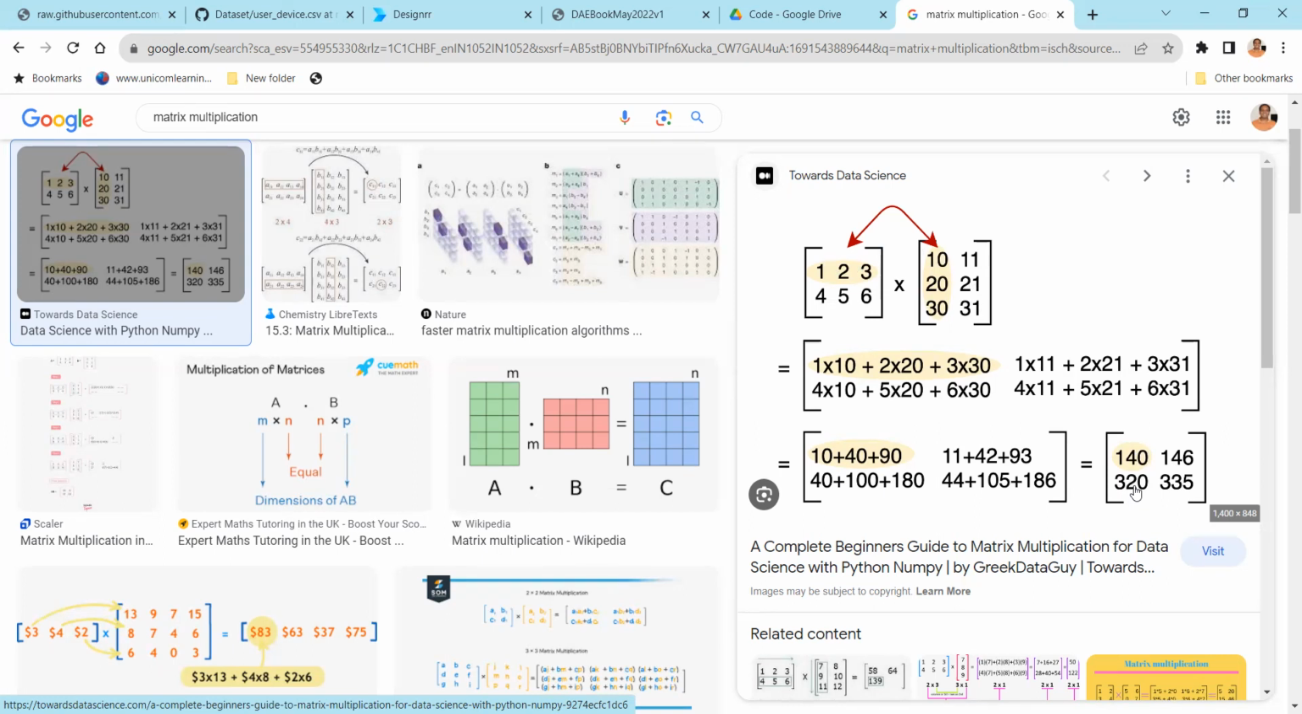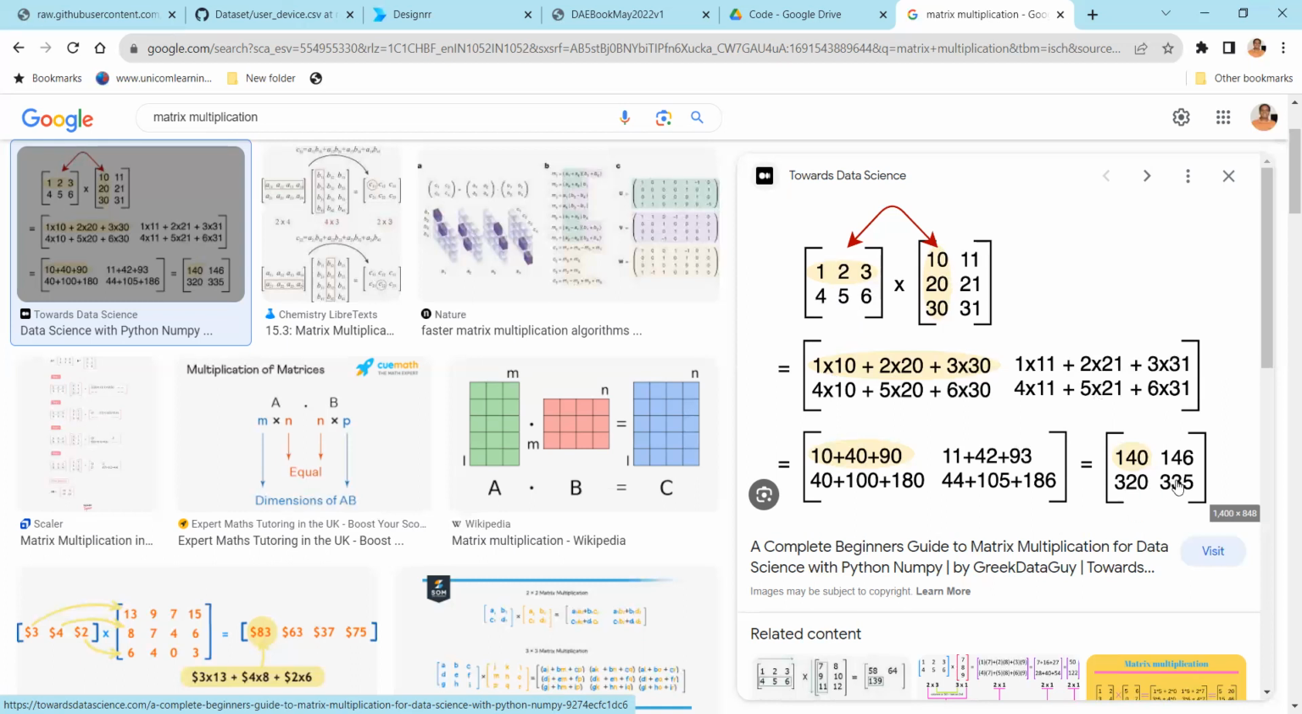This is your second row, first column, right? So the product sum of the second row, which is 4, 5, 6, into the first column, which is 10, 20, 30. So 40 plus 100 plus 180. 180 plus 40, 220 plus 100, 320.